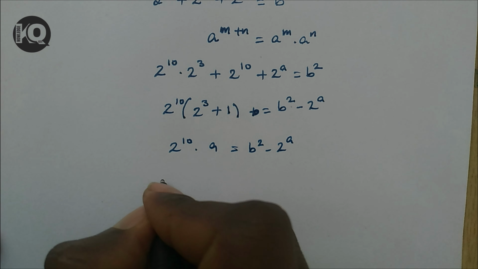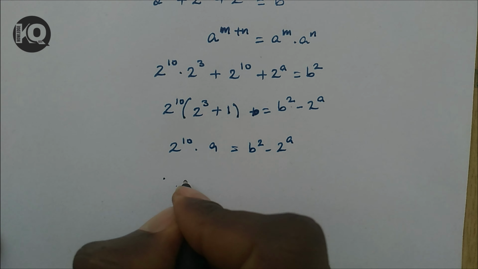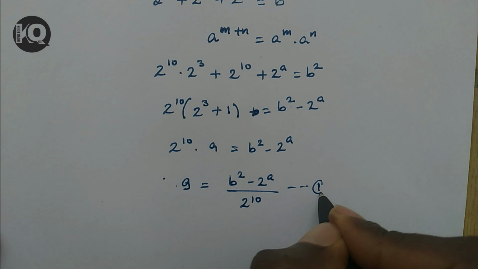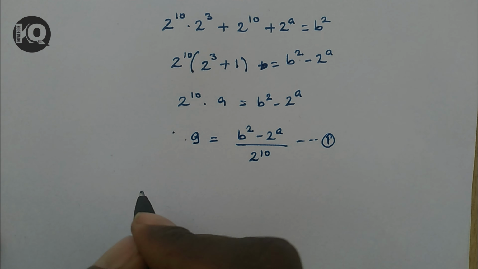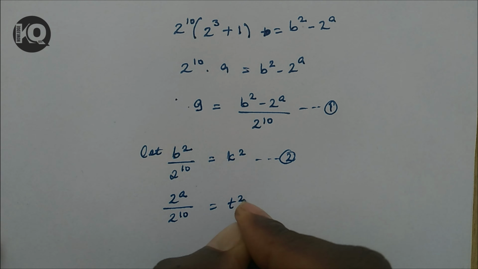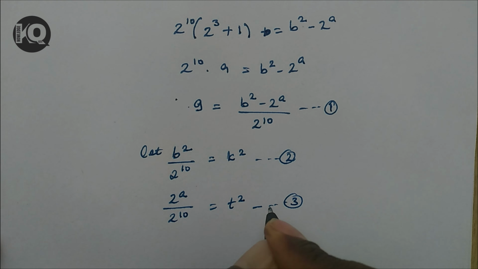So this will be 9, which is equal to b square minus 2 to the power of a divided by 2 to the power of 10. And let's say this is equation 1. Then let b square divided by 2 to the power of 10 be equal to k square, and let's say it's equation 2, and 2 to the power of a divided by 2 to the power of 10, which is equal to t square. Let's say this is equation 3.